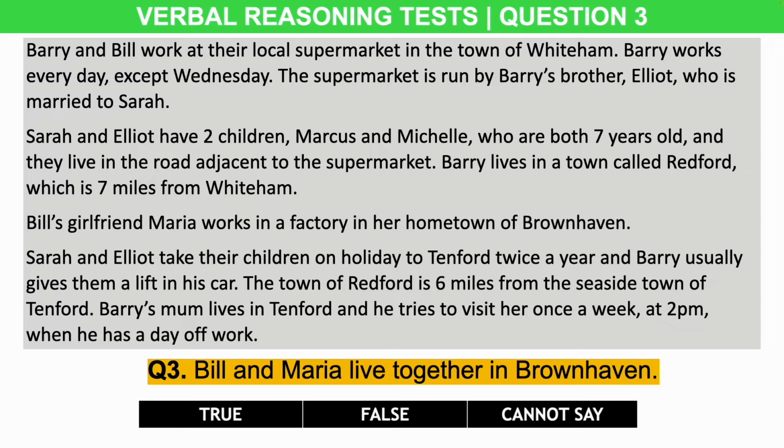Although the passage tells us that Maria works in Brown Haven, it is not made clear to us A, whether she lives there, and B, whether or not Bill lives with her. Therefore, the answer is C, it cannot say. There's just simply not enough information there to verify that Bill and Maria live together in Brown Haven.